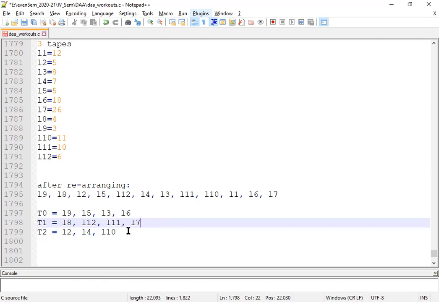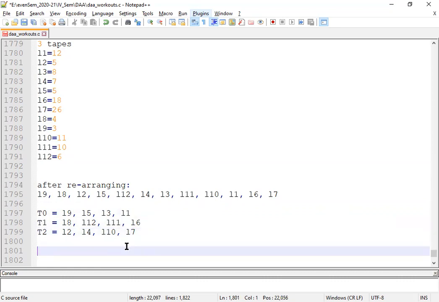Did I miss anything here, students? Let me cross check. 9, 8, 2, 15, 12, 4, 13, 11, 10. Then, yeah, here it is 11 and here it is 16. Sorry, L6. And then here I have L7.